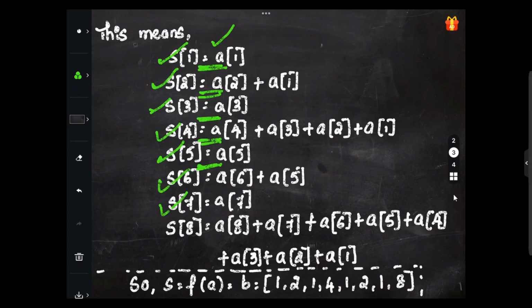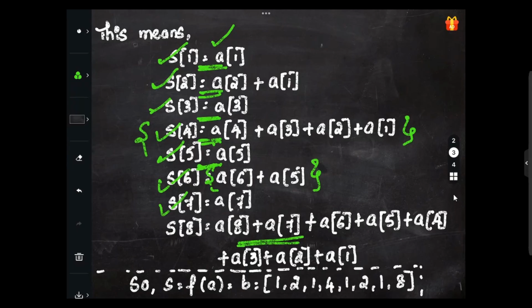Same goes with S of 6. In case of S of 6, we are considering A of 6 plus A of 5. We are not considering 4, 3, 2, 1. We are going with A of 5, right? For S of 7, it is just A of 7. For S of 8, it is A of 8, 7, 6, 5, 4, and so on down to 1.